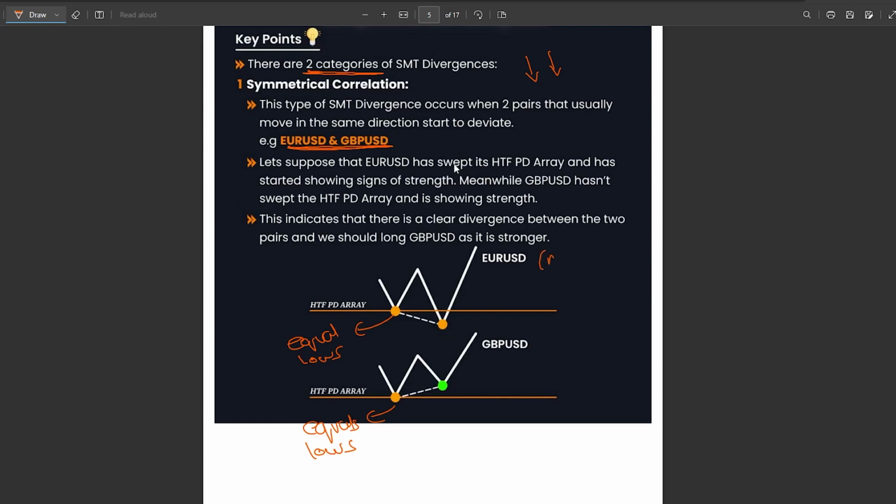What does this divergence tell us? What if our main market was Euro and it took out the equal lows and closed back inside, but GBPUSD didn't take out the equal lows and stayed above the higher time frame PD array? This tells us that GBPUSD is a stronger pair and we should look for longs at the green arrow or the green dot. So this is the first type of SMT divergence, symmetrical correlation, which is the correlation between pairs that move in the same direction.